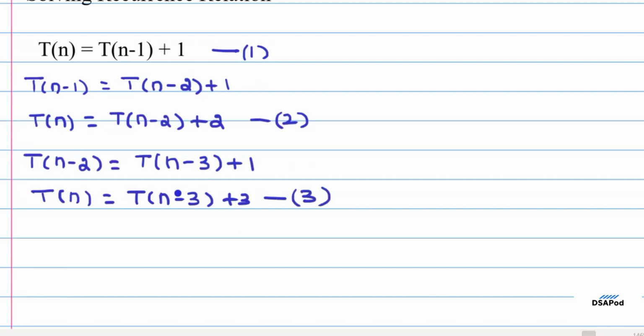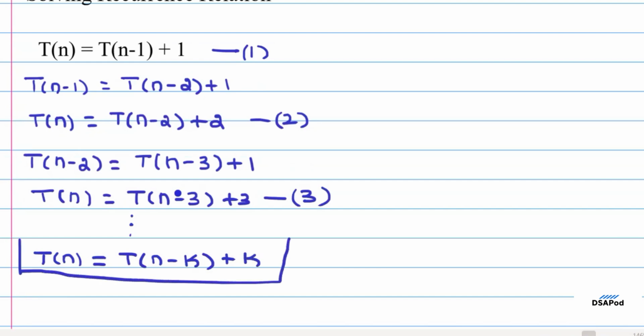Observe the equations 1, 2, and 3. So try to find a pattern. That is, after k steps, how t of n will look like. So after k steps, t of n will look like t of n minus k plus k. So this is the pattern in which the equation looks after k steps.